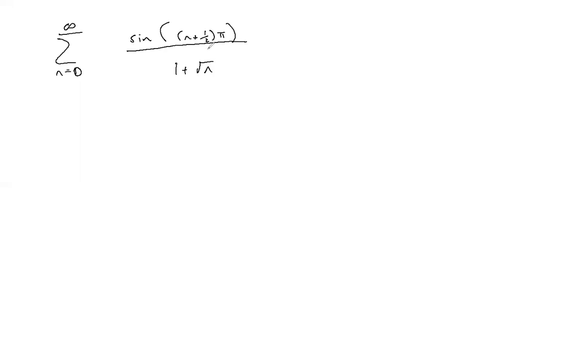Okay, so this is our series, and at first it doesn't seem like an alternating series, right? Because there's no (-1)^n term. But think about what's happening with sine of (n plus 1/2) times pi. When n equals 0, what do I have? I have sine of pi over 2, which is equal to 1. Let's keep track of what's going on. We got n equals 0 here, n equals 1. What do I have? I have sine of 3 pi over 2, which is -1.